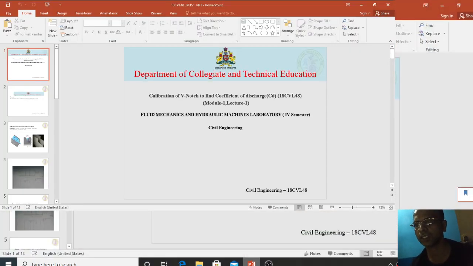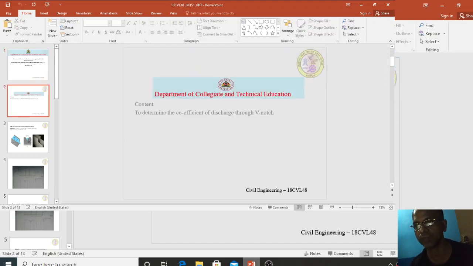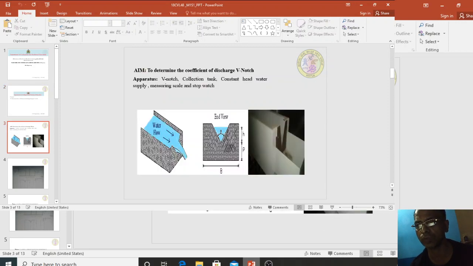Today I am discussing the Fluid Mechanics and Hydraulic Machinery Laboratory, 18CVL48, for 4th semester students under Module 1 of laboratory class lecture 1: calibration of V-notch to find the coefficient of discharge, CD. So the aim of the experiment is to determine the coefficient of discharge through a V-notch.